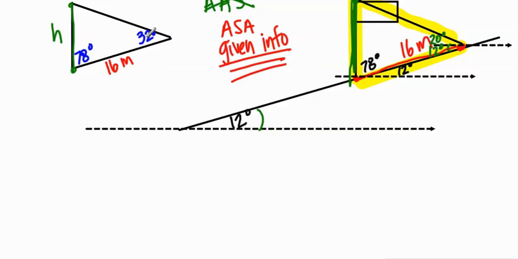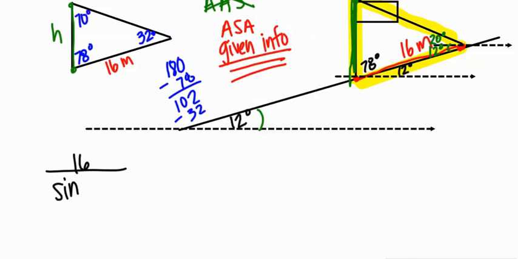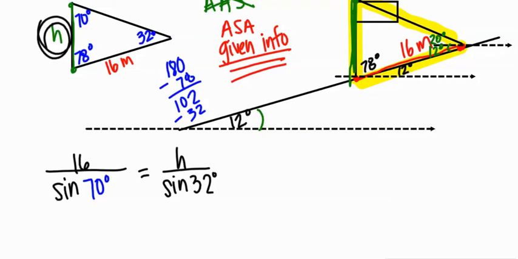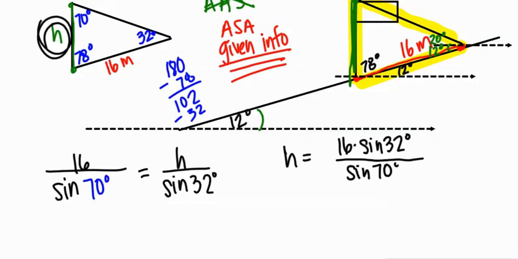So my law of sines is going to say that I've got 16 meters over the sine of the angle opposite 16 meters. The angle opposite 16 meters would be 180 minus 78 minus 32. So I believe that's 70 degrees. So I've got 16 over the sine of 70 is equal to h, that's the part that I want to know, over the sine of 32 degrees. From here we would cross multiply. I would have h equals 16 times the sine of 32 degrees divided by the sine of 70 degrees.